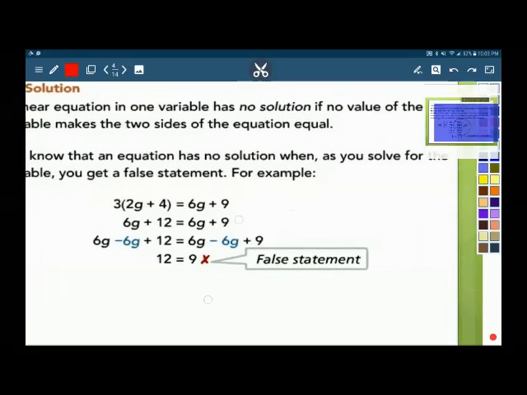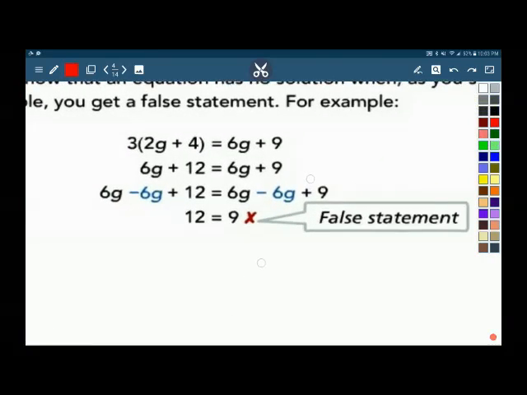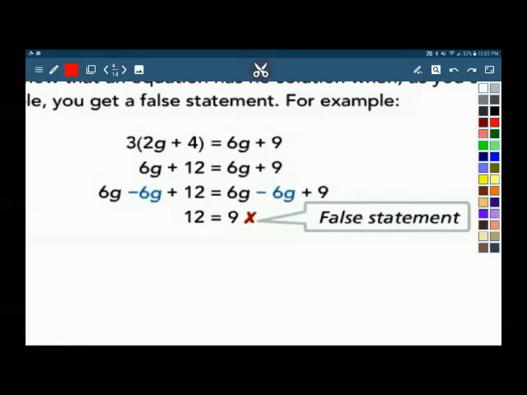For instance, in this equation, we have 3 times the quantity 2g plus 4 is equal to 6g plus 9. If you use the distributive property for that 3 on the left side, 3 times 2g is where the 6g is coming from, and then 3 times the 4 is where the 12 is coming from. Now notice how you have a 6g on both sides. They are of equal value, so it really wouldn't matter which one you moved.